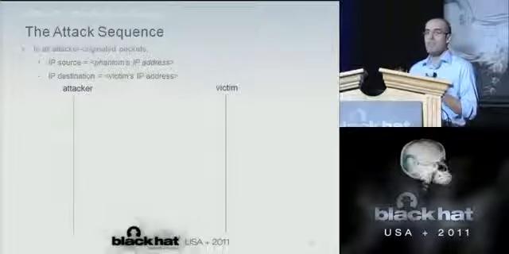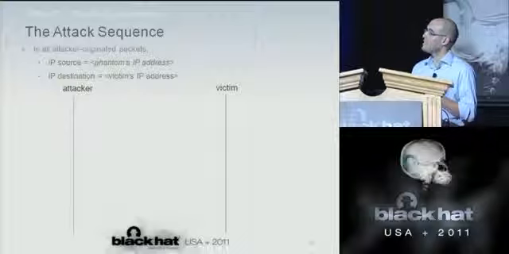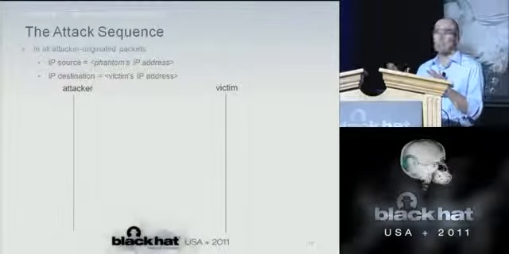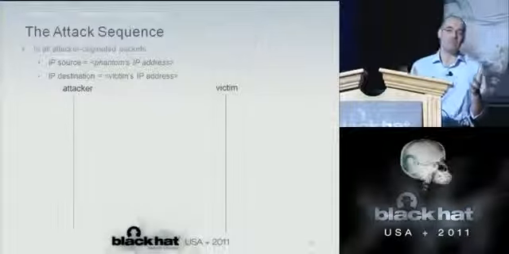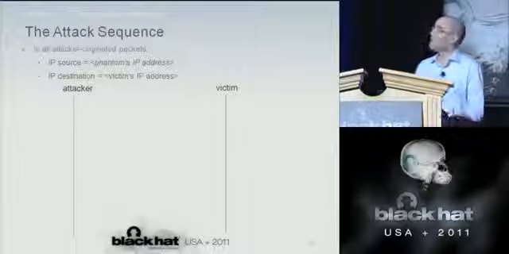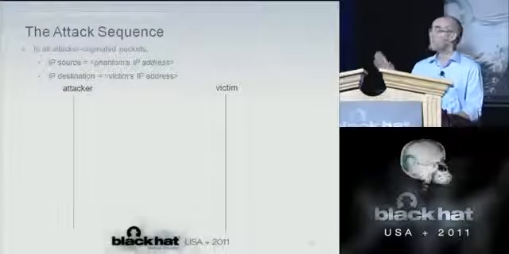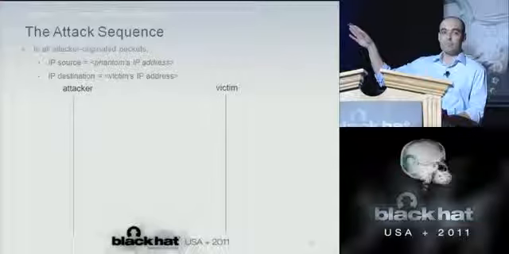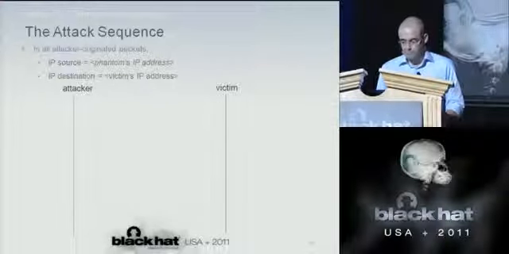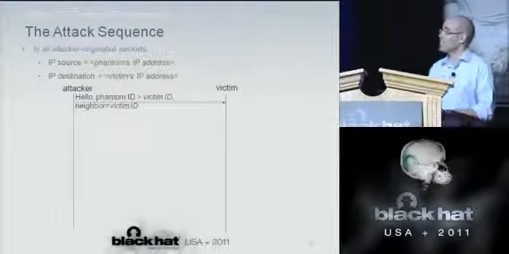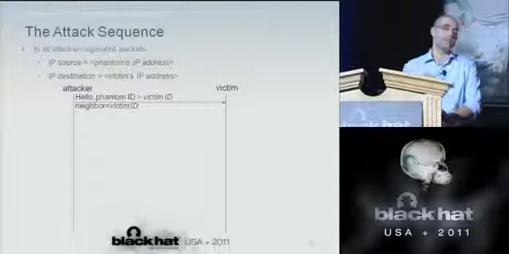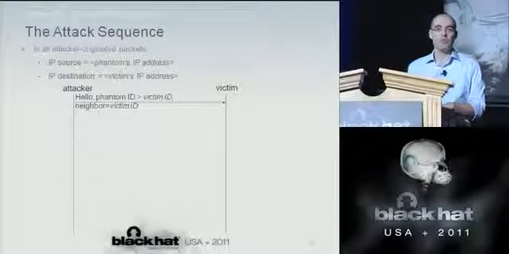So every packet the attacker now sends has an IP source address of the phantom's IP address. This is just a fictitious IP address, which is part of the subnet of the victim's LAN, okay? And the IP destination of each packet is the actual IP address of the victim. Again, all packets are sent in unicast to the victim. So the first packet is a hello message, in which the attacker is identifying himself as the phantom router.